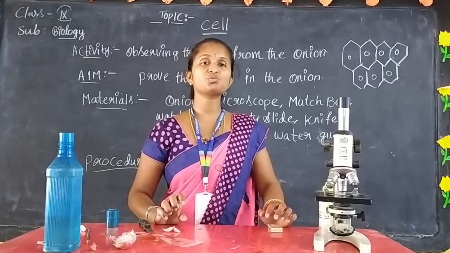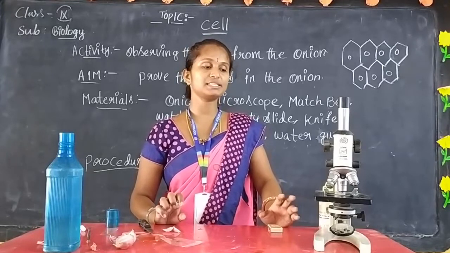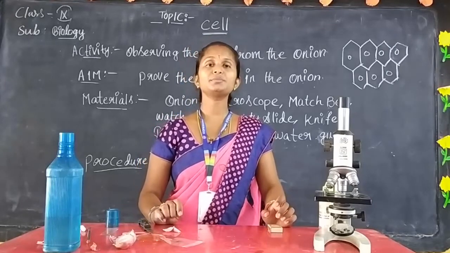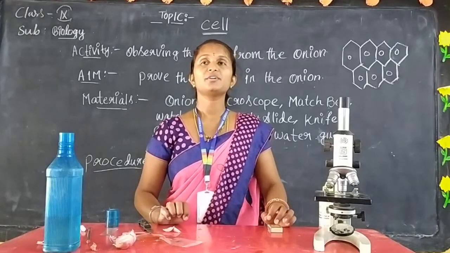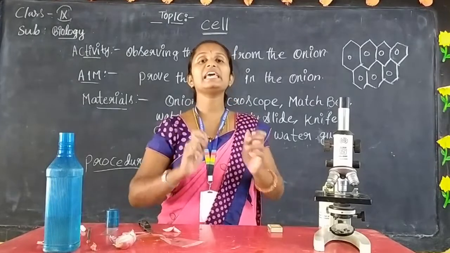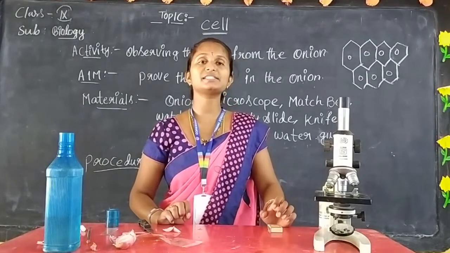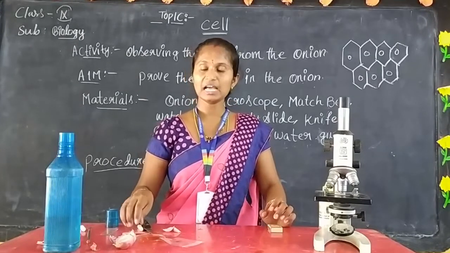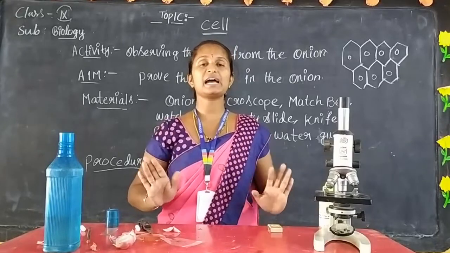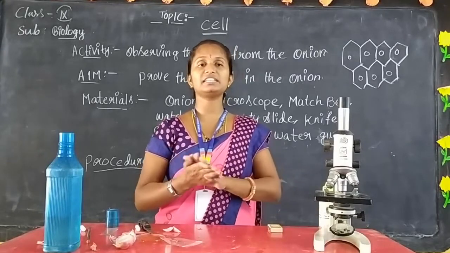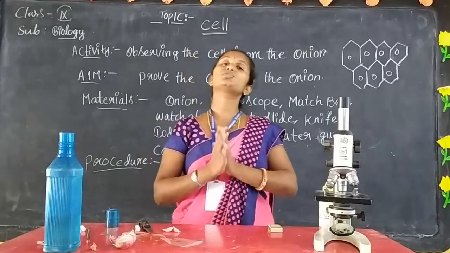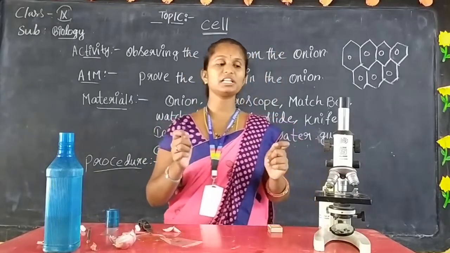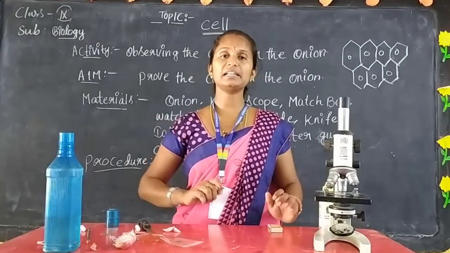And what precautions do we need to take when we are performing this experiment? You need to be very careful with the knife, and when we are removing the thin layer of the onion cells, it should be very clean and your hands should be very hygienic. Why? Because if any dust is there, the cells will not appear properly. That's why you should clean it properly when you are removing the onion thin layer.